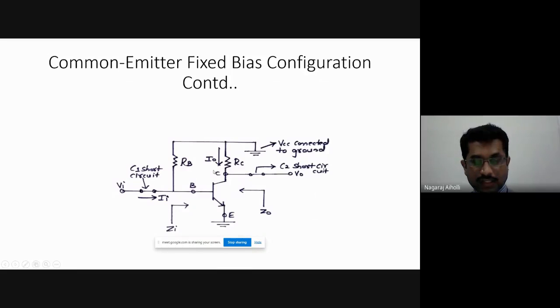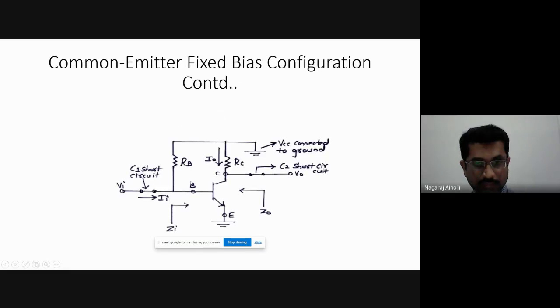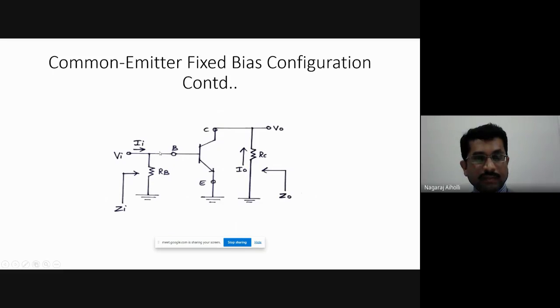This is the AC equivalent circuit. We have VCC made equal to 0. So RB is present between base terminal to ground, and RC is present between collector terminal to ground. Emitter is grounded. Short circuit the capacitors for AC analysis. This is the AC equivalent circuit.